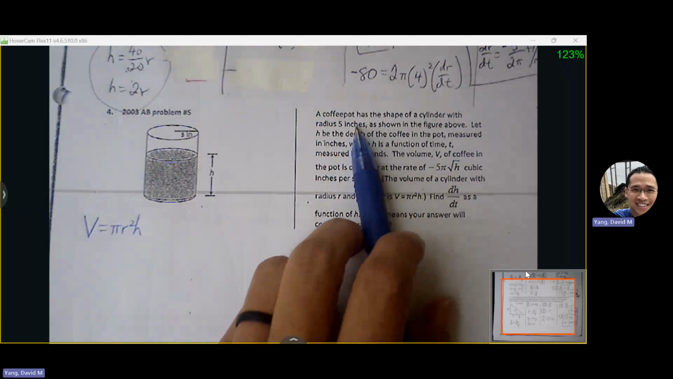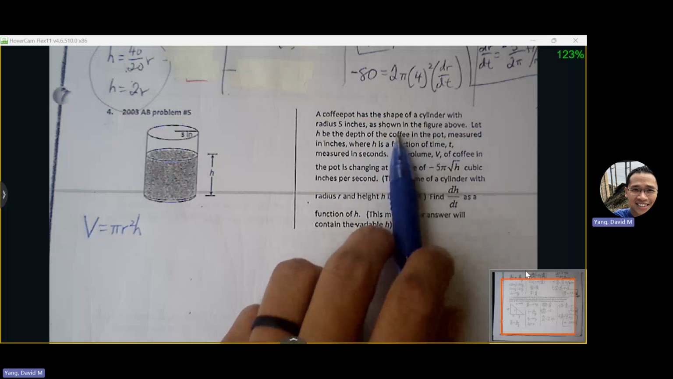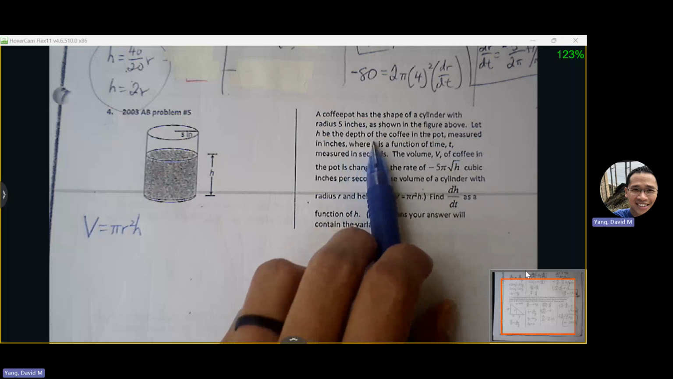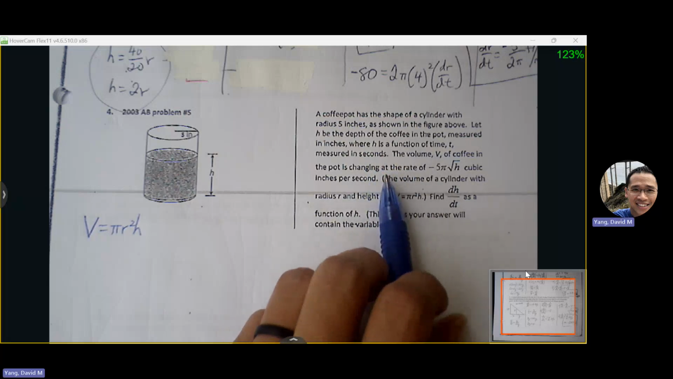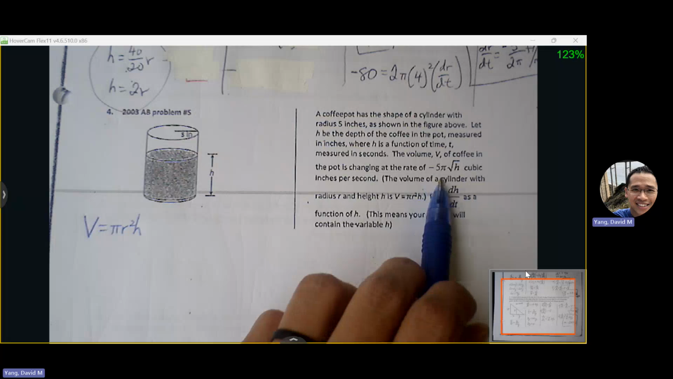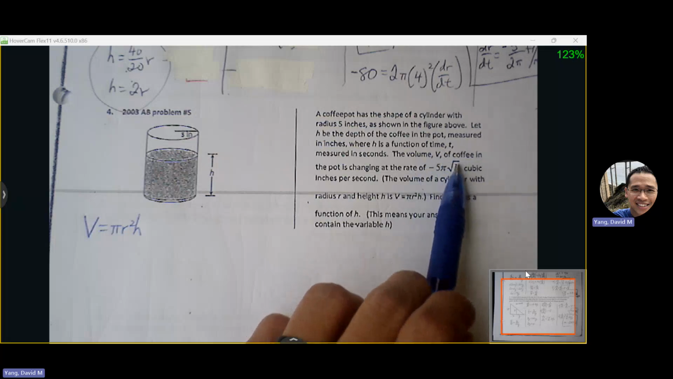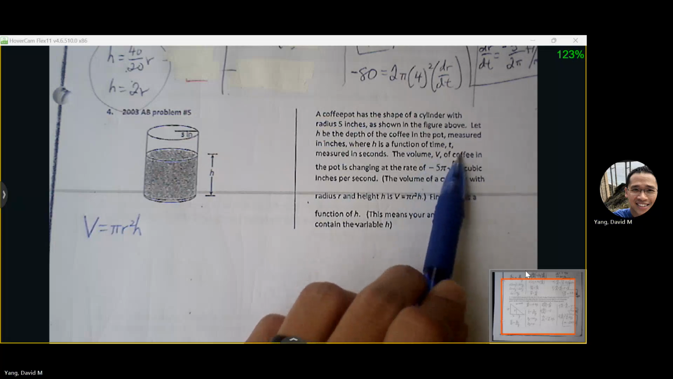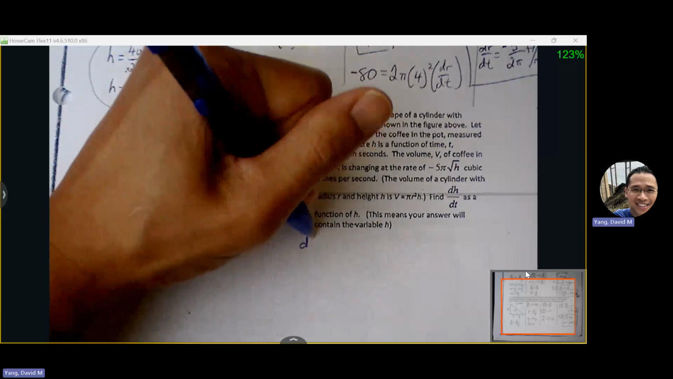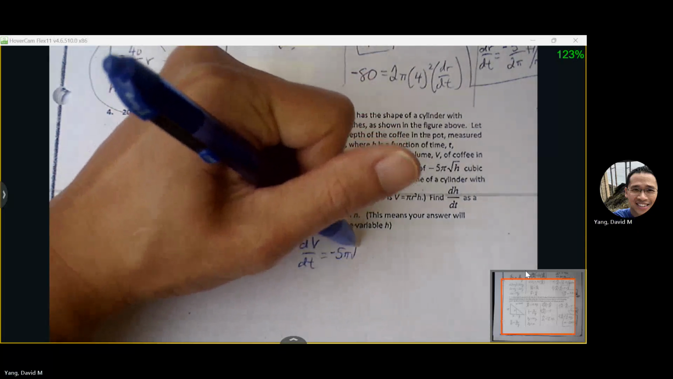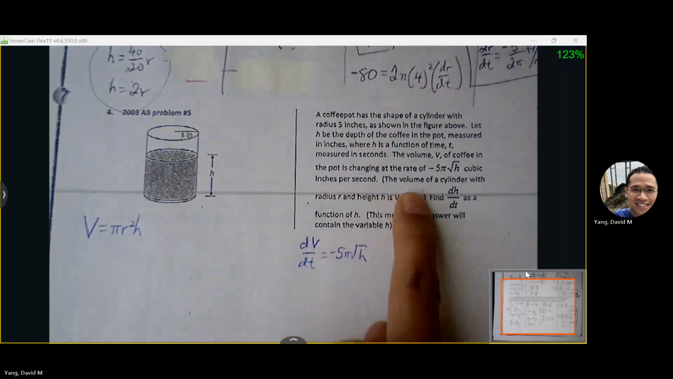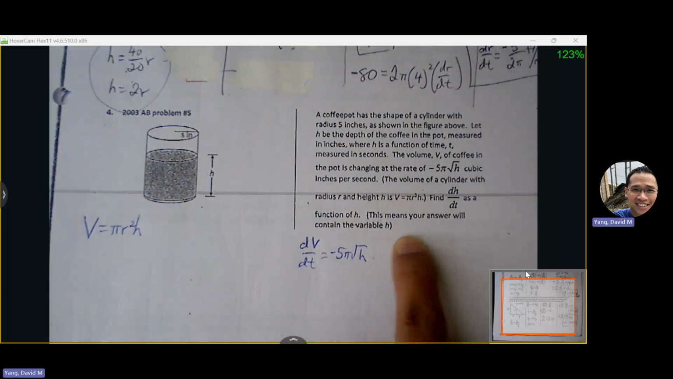The coffee pot is shaped like a cylinder with a radius of 5 inches, as shown in the figure above. Let h be the depth of the coffee in the pot, measured in inches, where t is measured in seconds. The volume is changing at a rate of -5 pi root h. So I can just assign this to be what? dV/dt, yeah. The volume of the cylinder is, okay, they gave us V equals pi r squared h. Find dh/dt as a function of h.